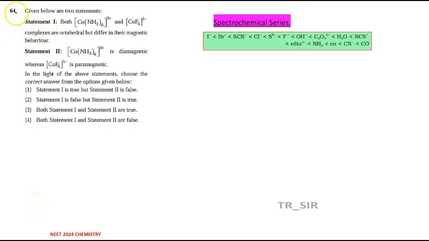Hello guys, now question number 64. Question number 64 we'll discuss. So what the question is saying: statement 1, the given cobalt hexamine 3+ and cobalt hexafluorido 3- are both octahedral complexes but differ in their magnetic behavior. And statement 2, the same compounds are given: the hexamine will be diamagnetic and the hexafluorido will become paramagnetic.